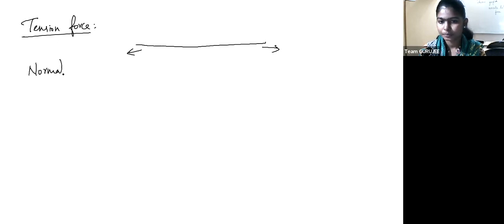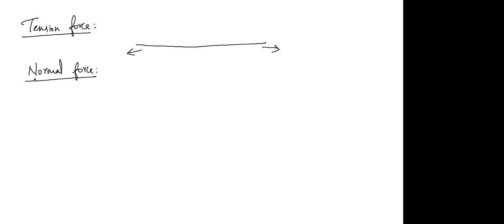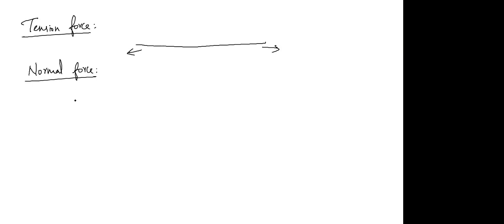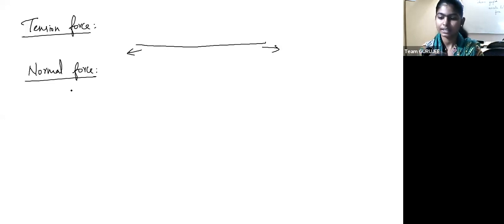And next one is normal force. This also you might have heard. Normal force. Where will this normal force be coming? Ma'am, like contact with the surface, ma'am. Like keeping a book on the table. Yeah, that's an example. Ma'am, that's a balanced force. Yeah, you can say it that way also.